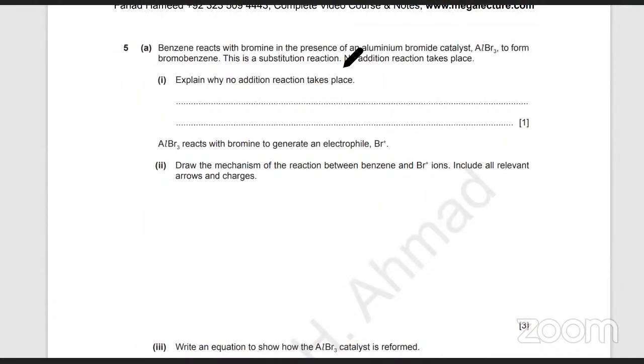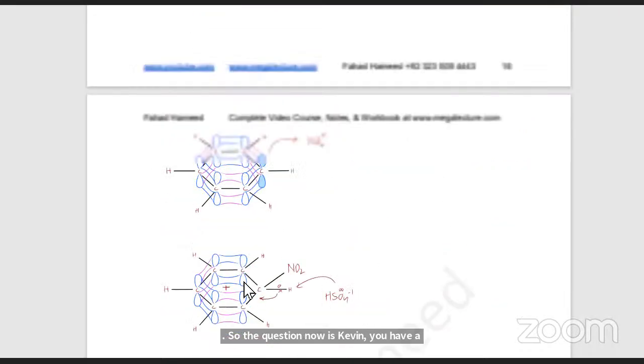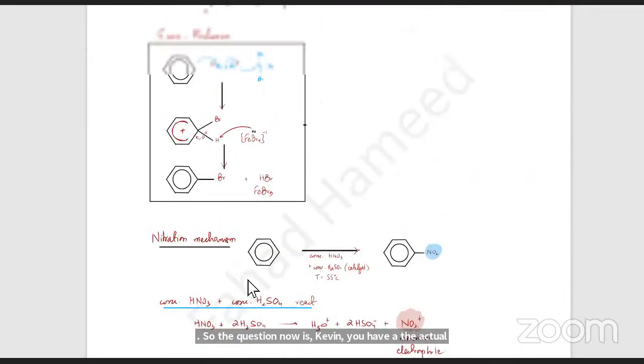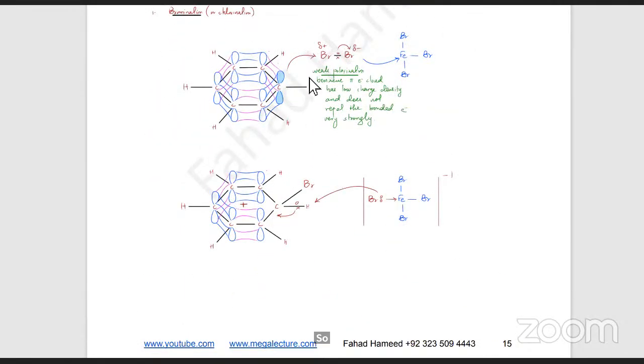So benzene reacts with bromine in the presence of an aluminium bromide catalyst to form bromobenzene. This is a substitution reaction. No addition takes place. So the question now is, okay, when you have a reaction with bromine, why is addition not happening? Why does the benzene ring form back again?